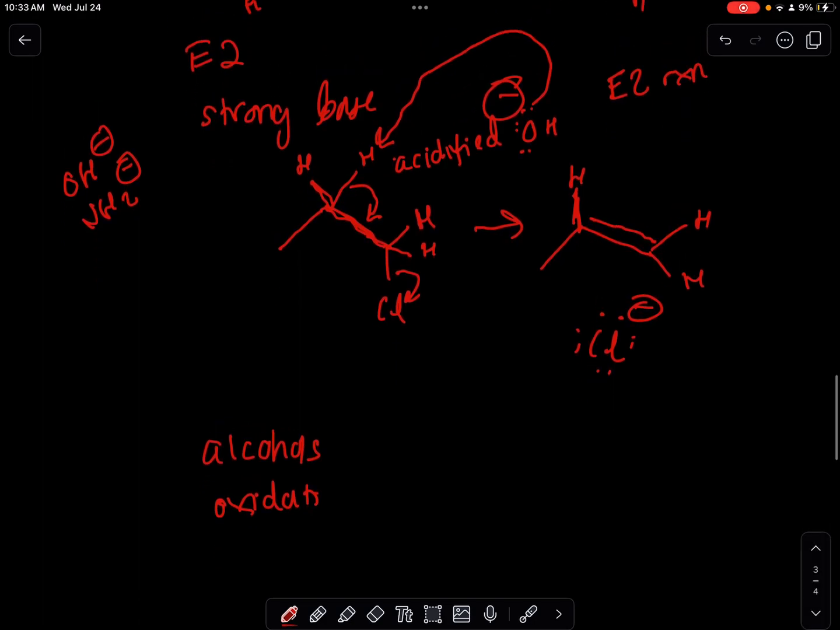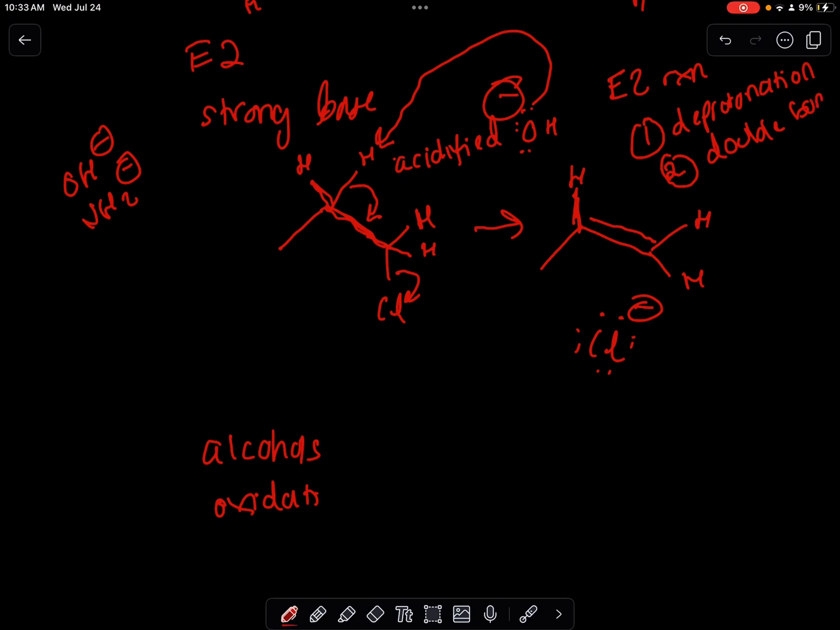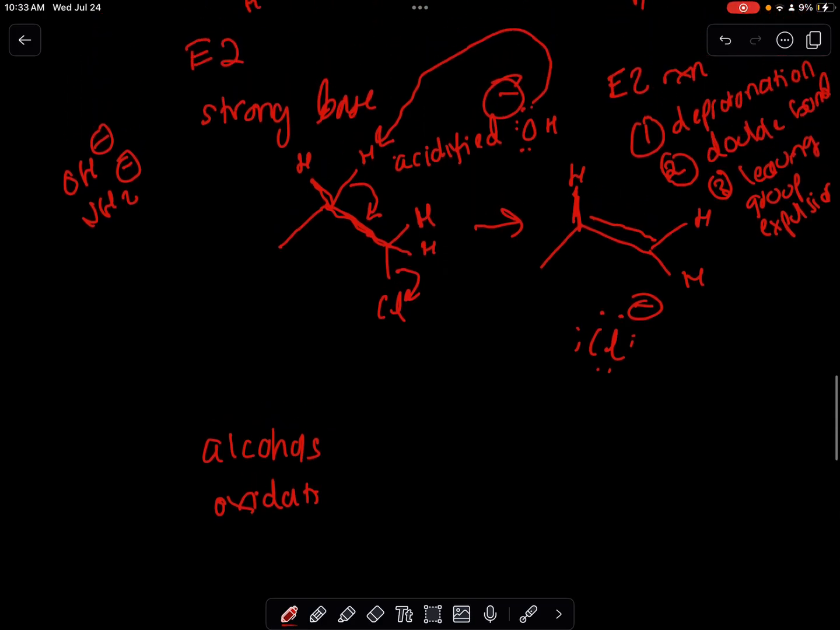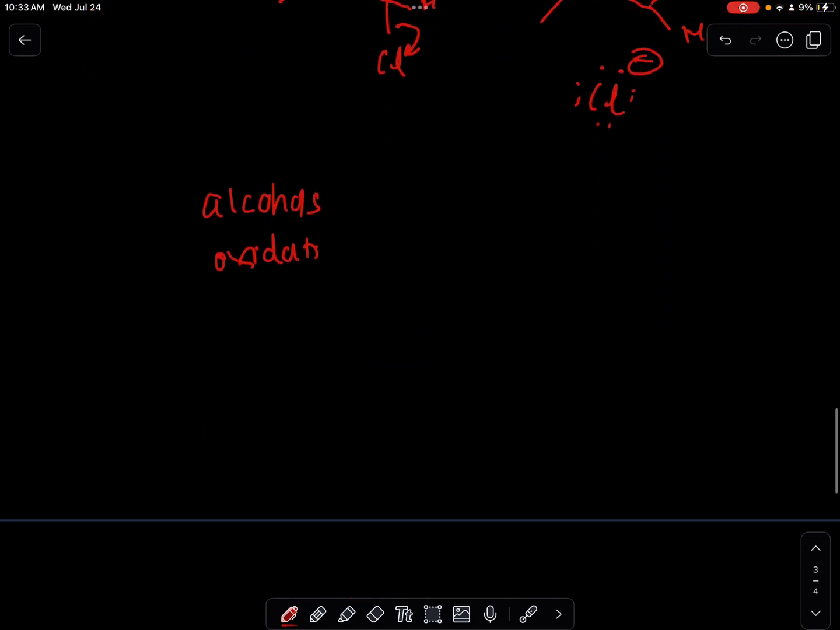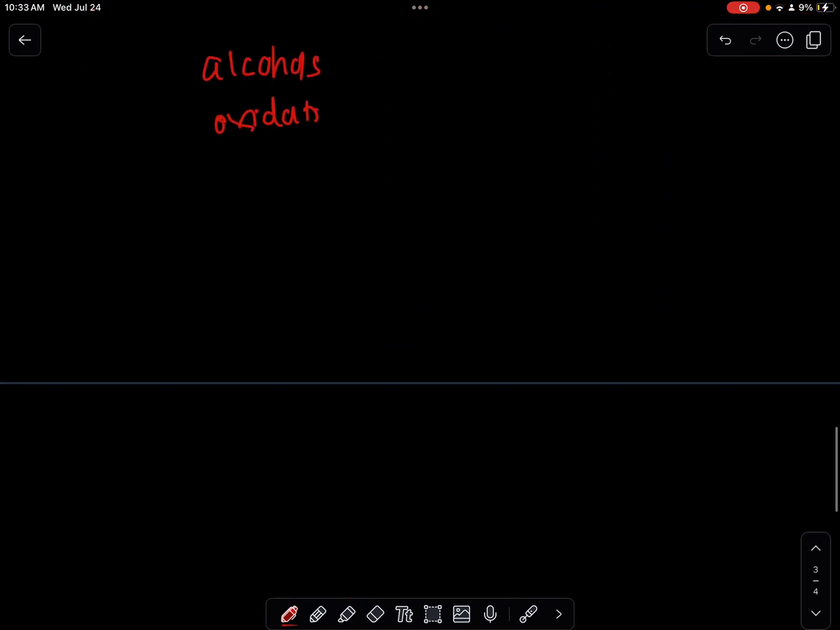And so the steps in the E2 reaction are deprotonation. This is all in one step, by the way, but I'm just putting them as separate steps for illustration purposes. Deprotonation, double bond formation, and leaving group expulsion. So that's how you do an E2 mechanism. So we've covered SN1, SN2, and E2.